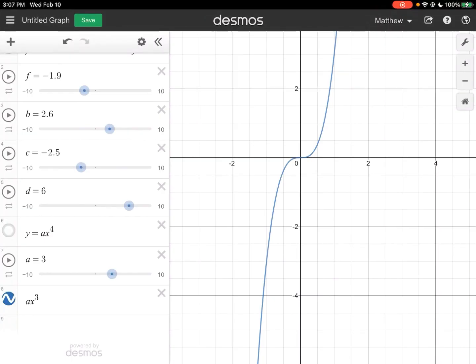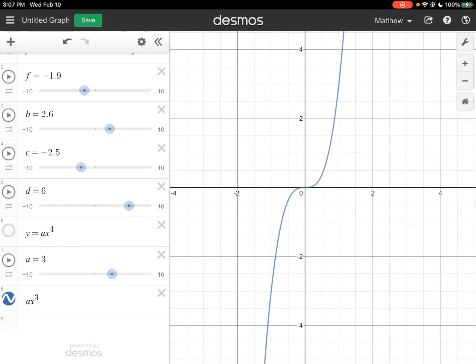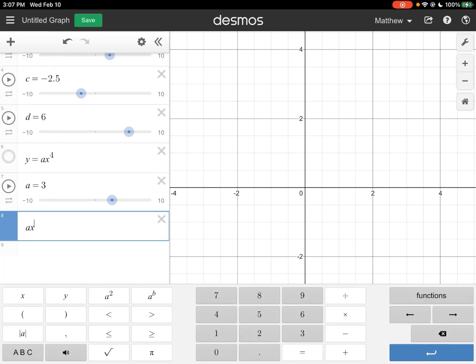But the range, if you have a 3rd degree, this range would be all real numbers as well. In fact, all odd degree polynomials will have a range of all real numbers. But if this goes to an even degree, we have restrictions.